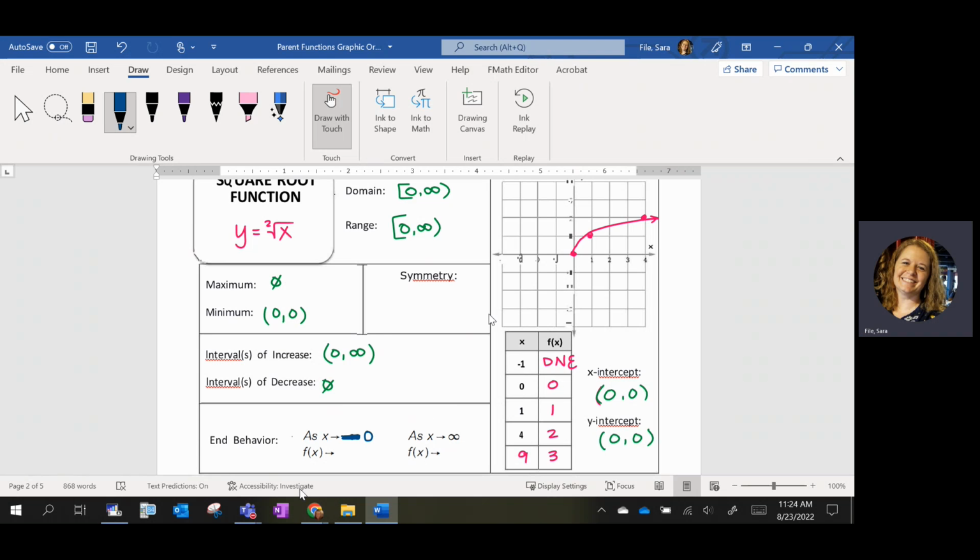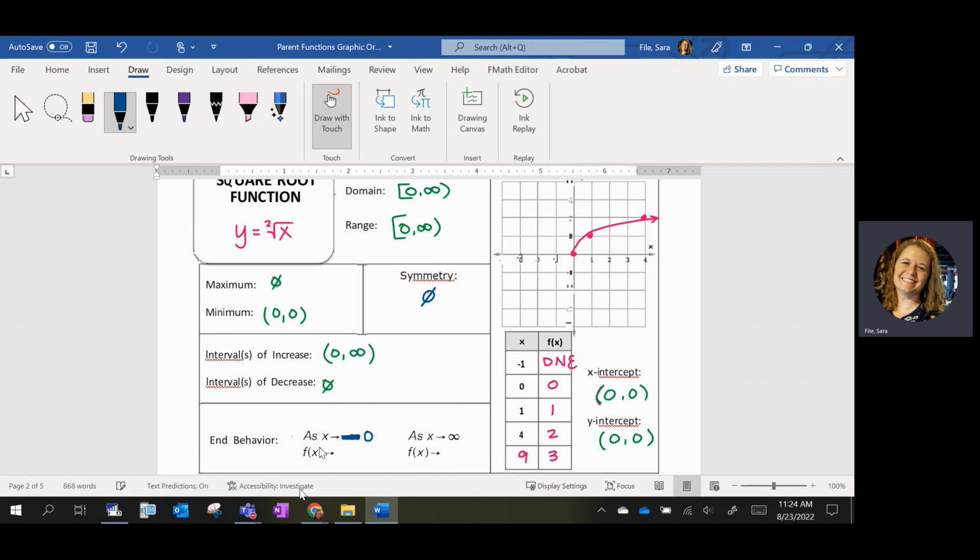Okay, now, is there any type of symmetry? X-axis, y-axis, or origin? No. If I were to rotate this 180 degrees, that little curve would end up in quadrant 3, which right now there's nothing in quadrant 3, so that does not appear unchanged. It looks like it's flipped over. Okay, so this does not have any symmetry.